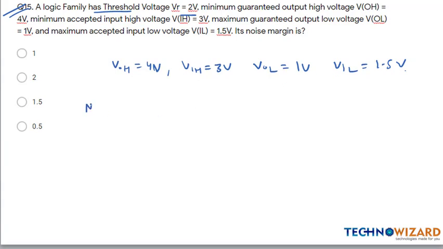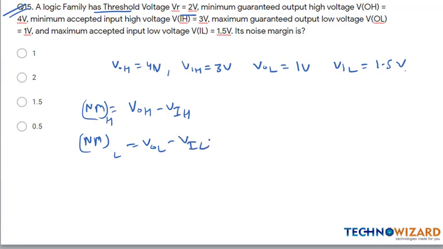For calculating noise margin, we have two formulas. For NMH, this is given as VOH minus VIH. And for NML, we have VIL minus VOL. VOH is 4 volt, VIH is 3 volt, that is 4 minus 3 is equal to 1. VIL is 1.5 minus VOL 1, that is equal to 0.5.